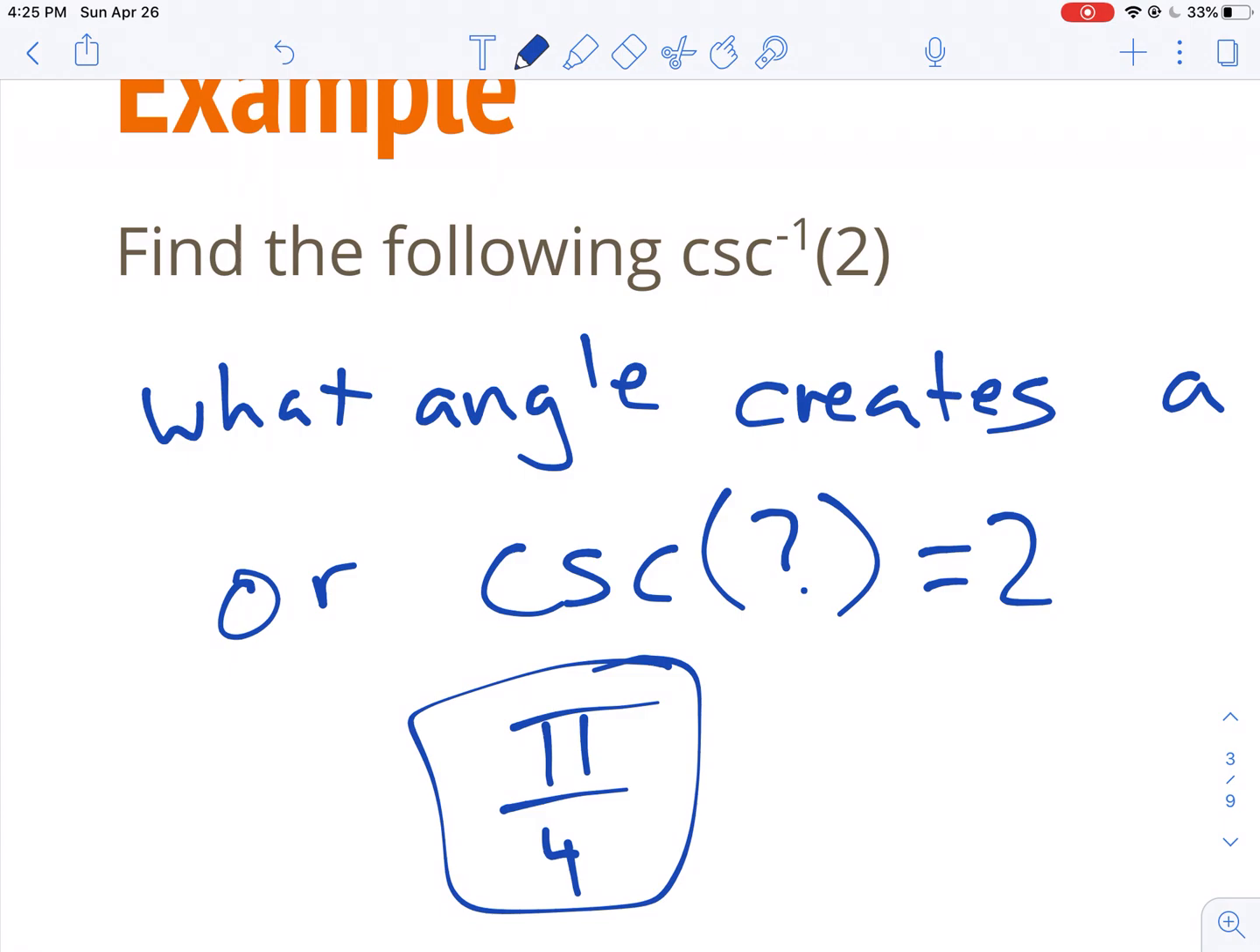This is between negative pi over 2 and pi over 2. This is a quadrant 1 angle. So it is just that simple. We don't have as nice of a chart as we have with the others. You actually have to start kind of considering where this is. You have to think about what angle creates this cosecant and which one am I looking at depending on the quadrant.